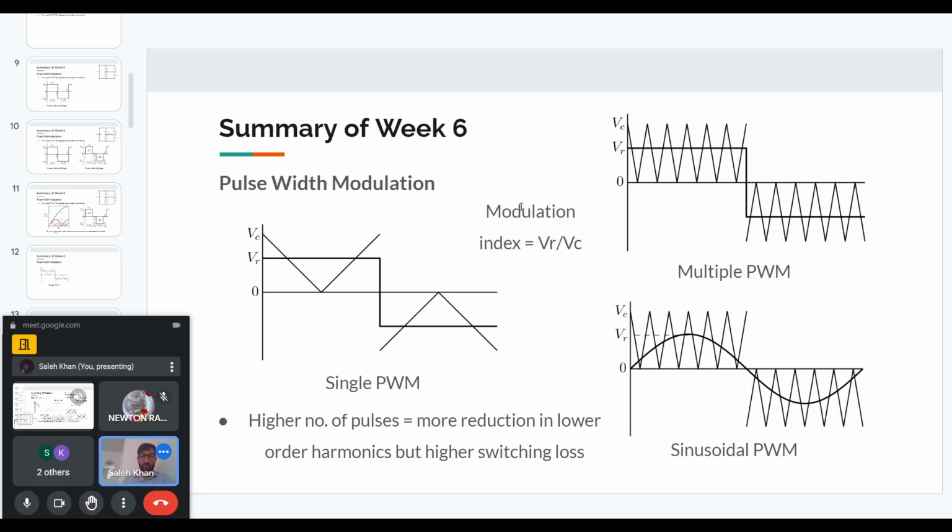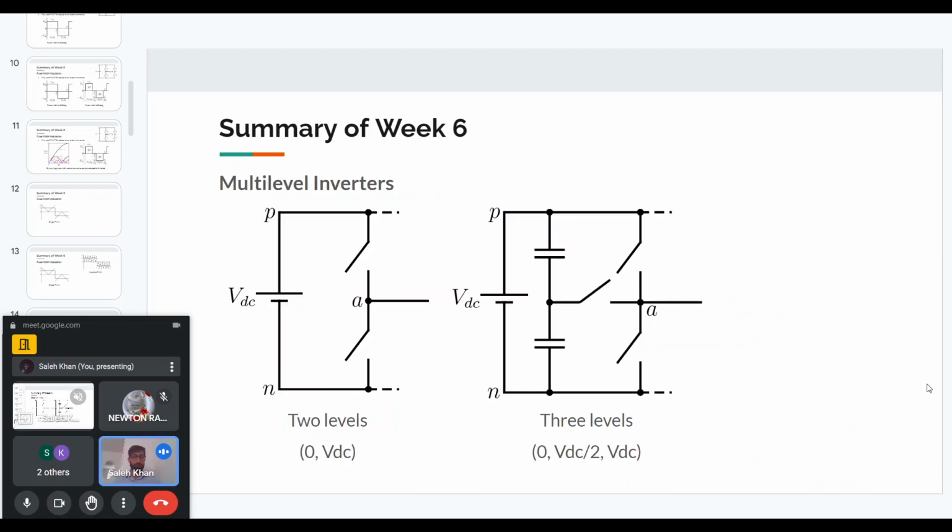The modulation index is the ratio of the amplitude of the reference waveform and the carrier waveform. By increasing or reducing the modulation index, we will get lower or higher voltage at the output. By having more pulses, the lower order harmonics will be reduced further, but the switching losses will increase, because if we want multiple pulses, we'll have to switch the devices on and off much faster. So we will get more switching losses. So this was an introduction to pulse width modulation.